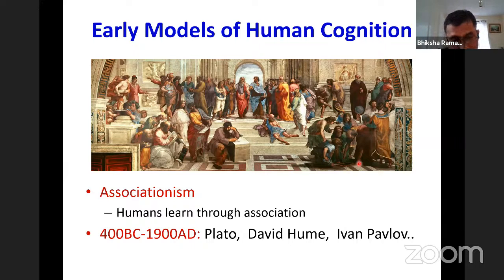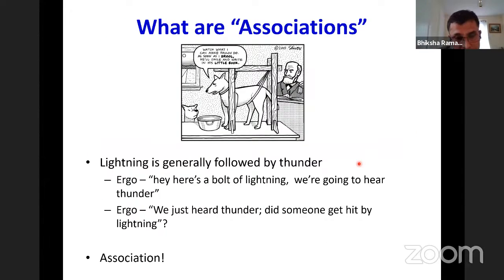So you had people like Plato back in 400 BC, David Hume in the 1600s, Ivan Pavlov in the early 1900s. All of these people going down all the way even to the early 1900s, people believed that the human brain operated through association. So what is association? What is associationism? The basic idea here is that we make associations between percepts that we see together. So for example, every time you see lightning, you hear thunder. So you begin associating thunder with lightning. At some point later, if you see a bolt of lightning, you're going to expect thunder. If you hear thunder, even if you haven't seen the lightning, you will believe that a lightning must just have struck, because you have formed the association between lightning and thunder.